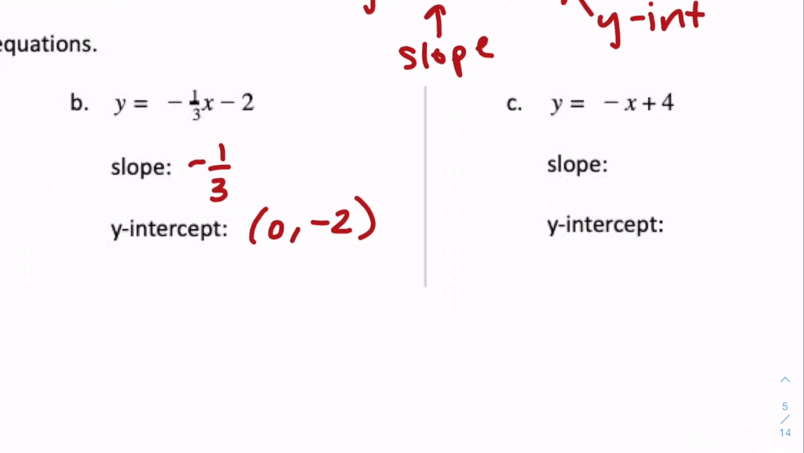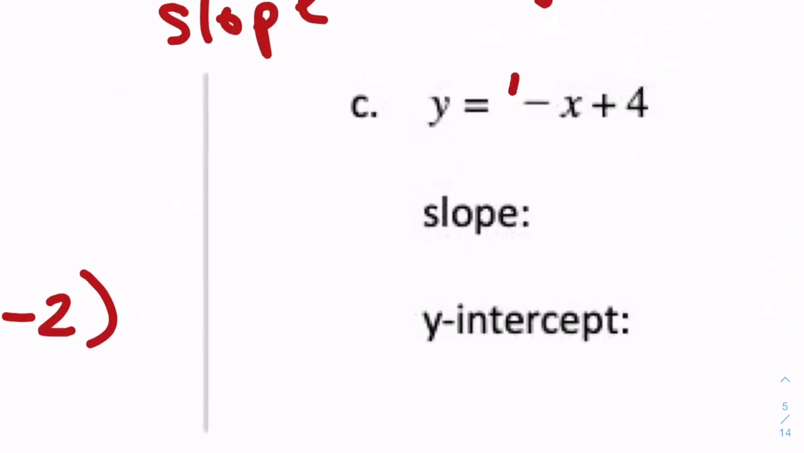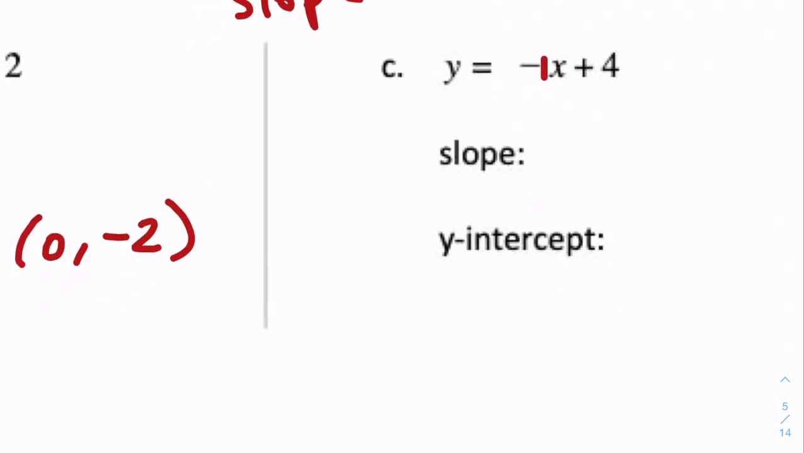Then on this last one, the slope is the coefficient with x. Lots of you would be tempted to put -x here, but that is not the case because the coefficient is just the number in front. So remember, anytime you do not have a number with coefficients, it's an implied 1. So this is like having -1x.